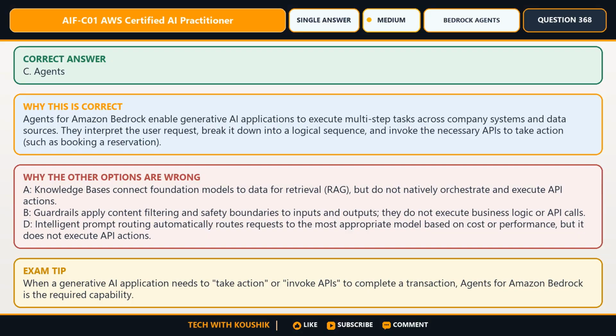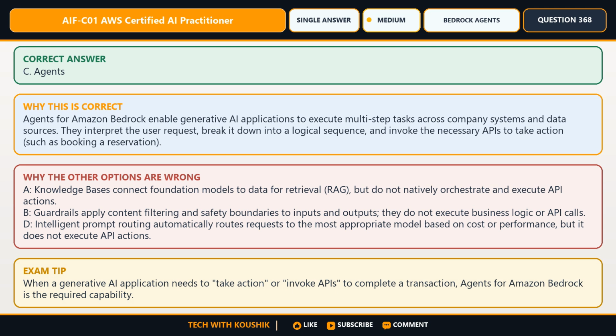The correct choice is C, agents. The key clue points here because agents for Amazon Bedrock enable generative AI applications to execute multi-step tasks across company systems and data sources. They interpret the user request, break it down into a logical sequence, and invoke the necessary APIs to take action, such as booking a reservation.